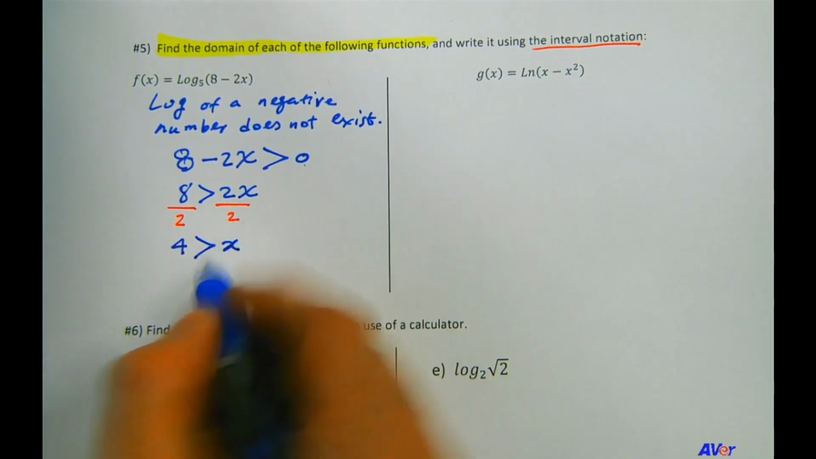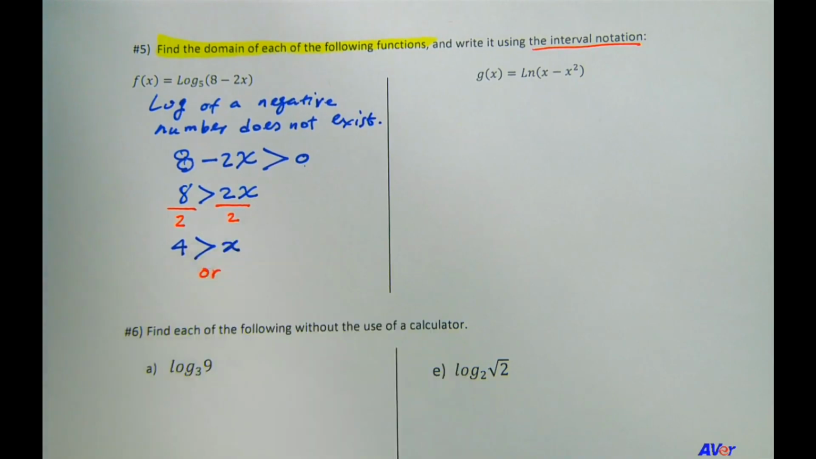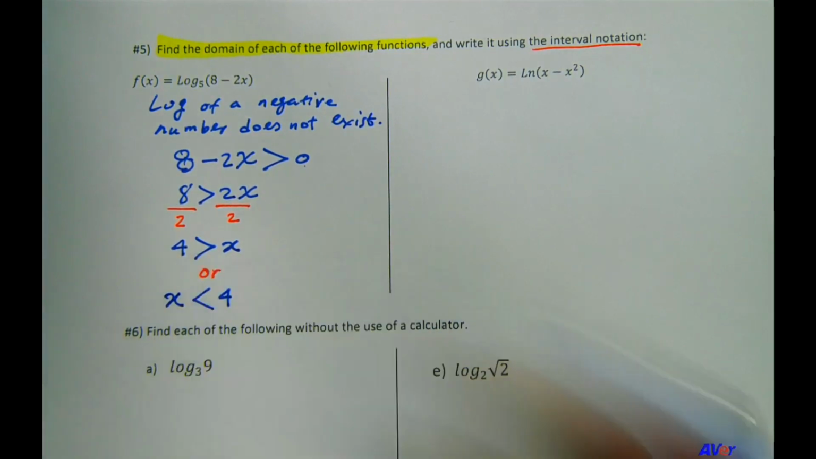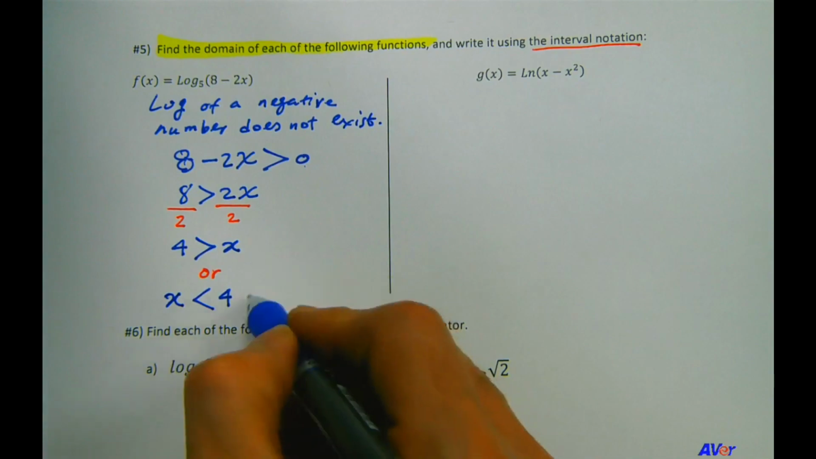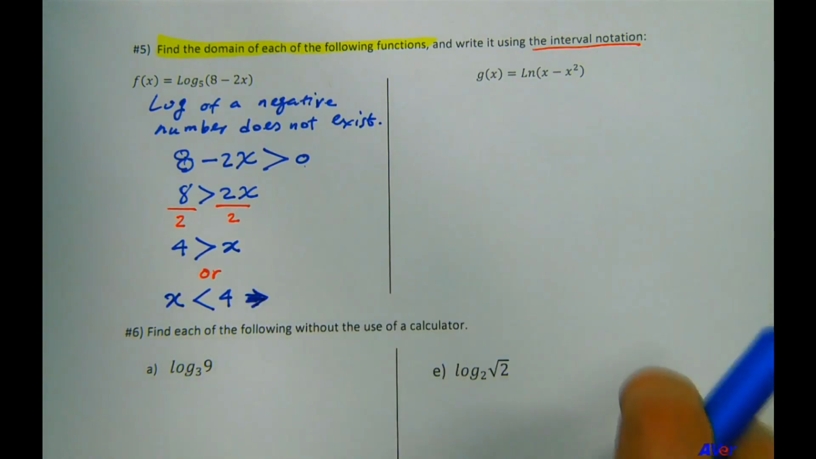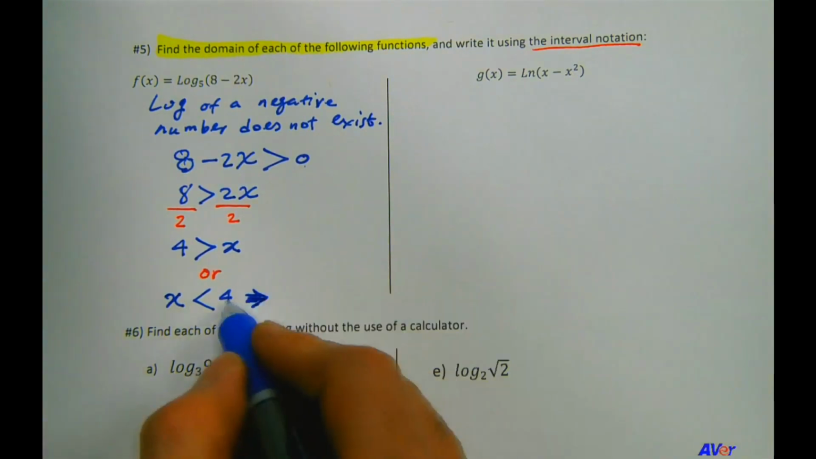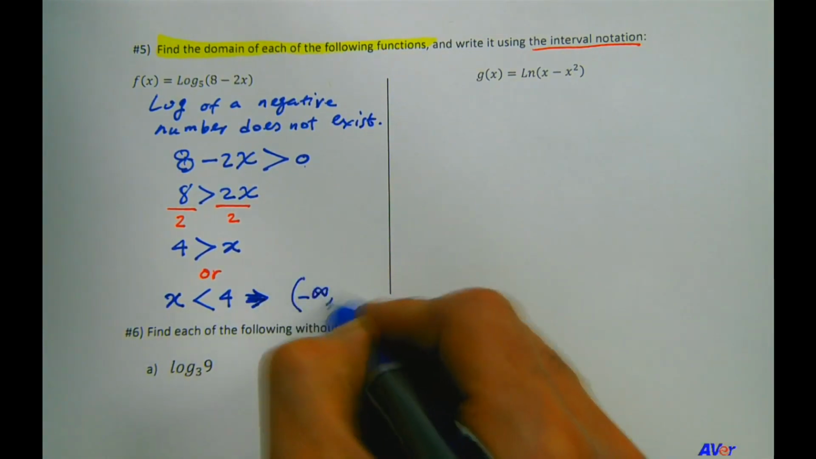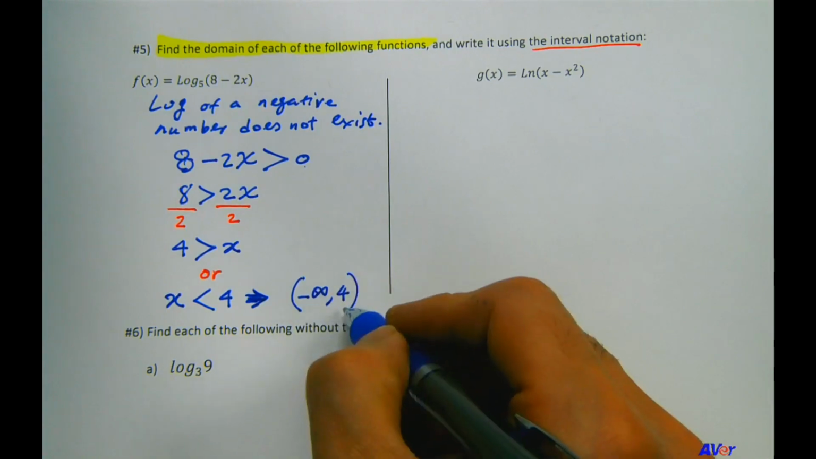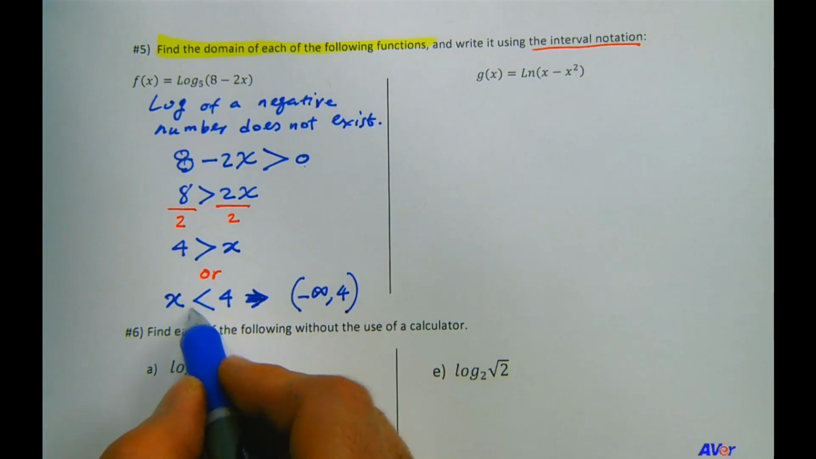In other words, x less than 4, right? This or that makes no difference. So they asked us to write the answer using the interval notation. So let's do that. We will write anything less than 4, right? So negative infinity, comma 4, bracket or parenthesis. Which one would you use, bracket or parenthesis? Parenthesis, right? Because 4 is not included. There's no equality under this. 4 is not part of the solution.